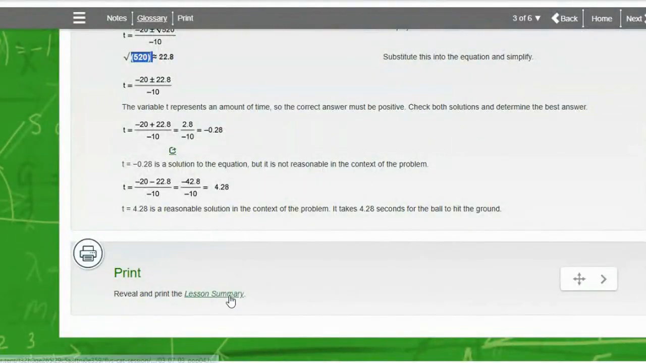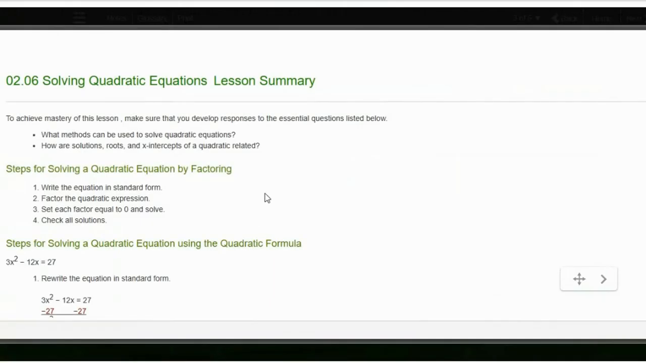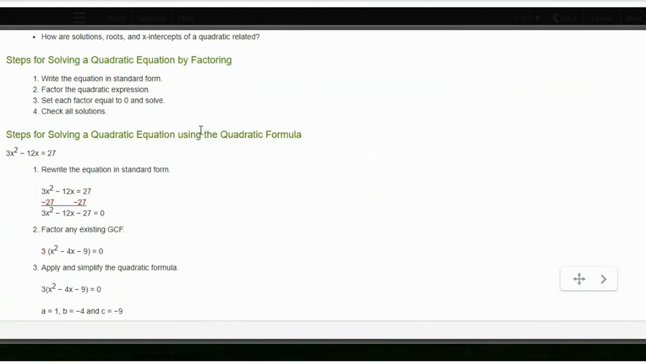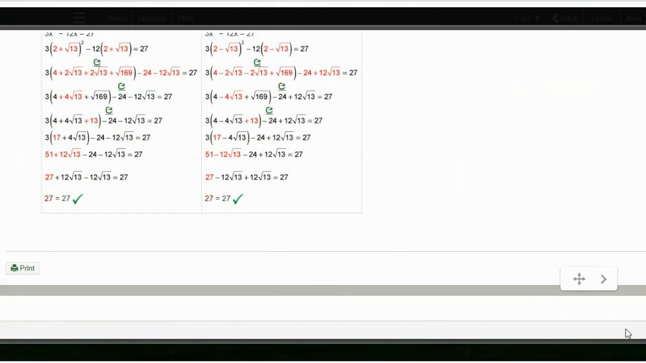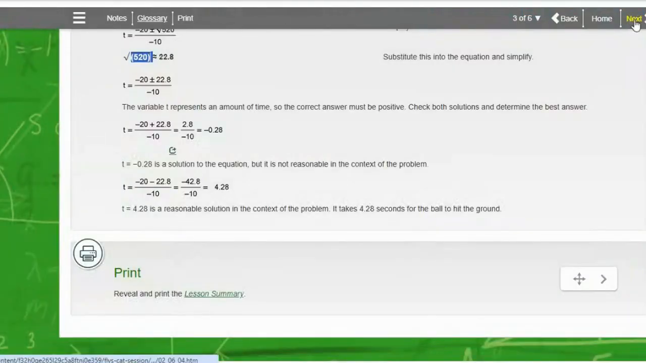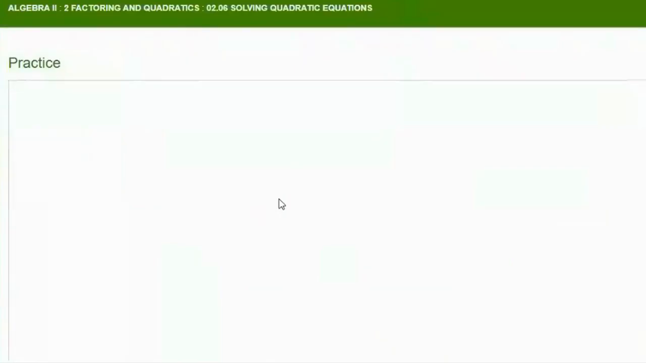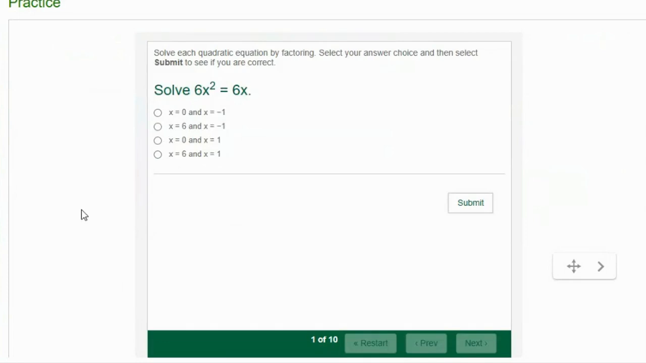There is the lesson summary. About 35 minutes left of class. Solve a quadratic equation by factoring, by using the quadratic formula. Check your work. They do have some practice problems if you want to do some more practicing with solving quadratics. If 6x squared equals 6, what are the two solutions? There are 10 problems right there.